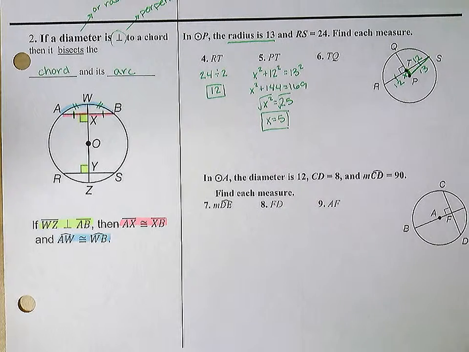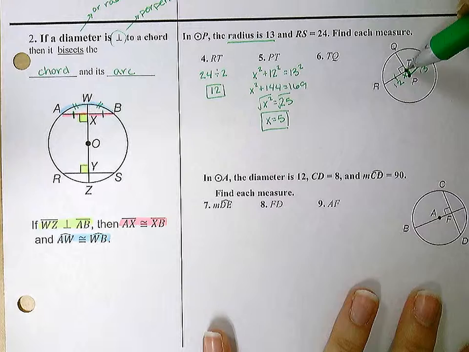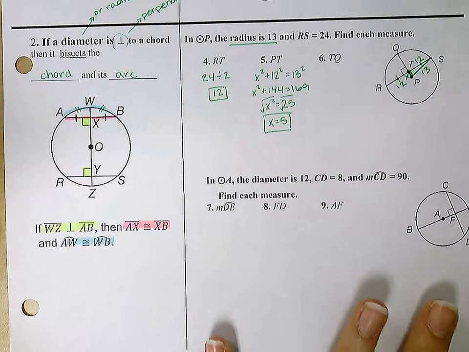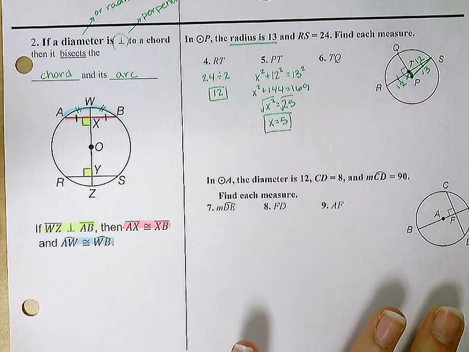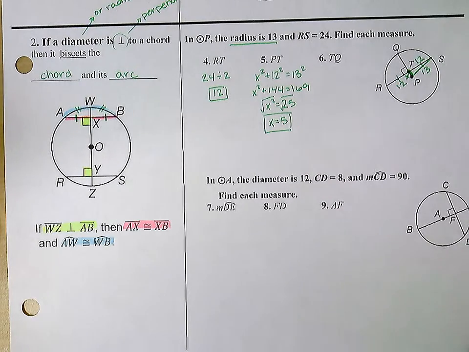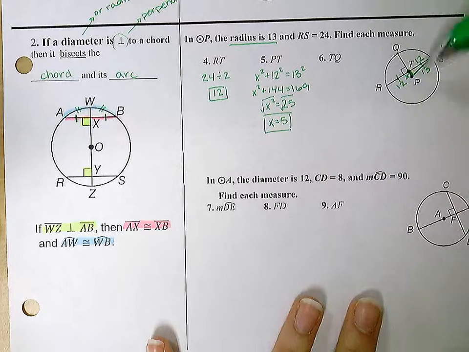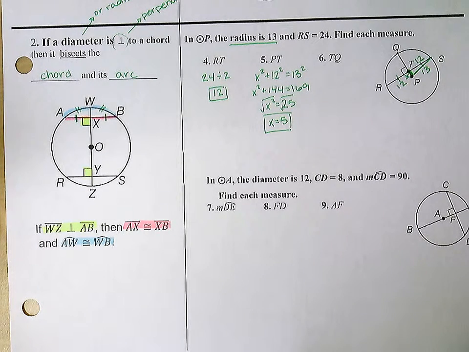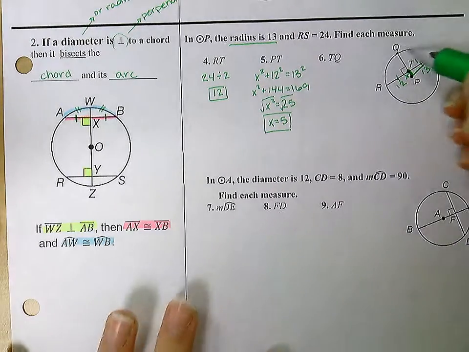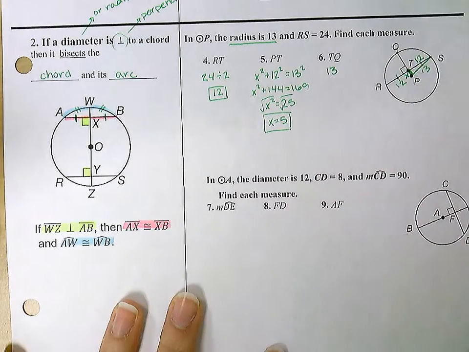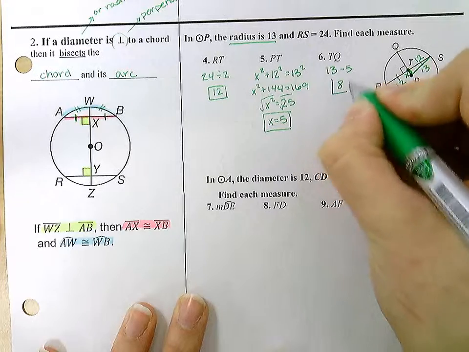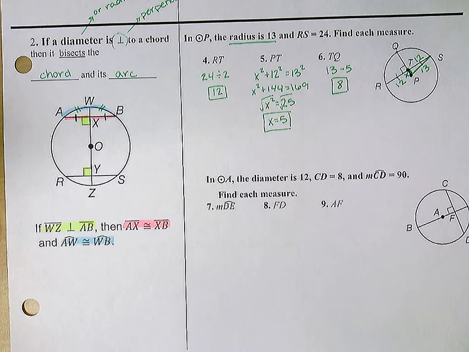Then, number 6. We're looking for T to Q, right? Well, I know what P to T is, we just found that it was 5. What's P to Q? That's 13, because it's a radius. So if I know P to Q and I know P to T, how do I find T to Q? Don't add them together. You subtract. You take the entire length of Q to P, 13, and subtract the part you know, which is 5. So TQ is 8. You were pretty close with the dividing part.